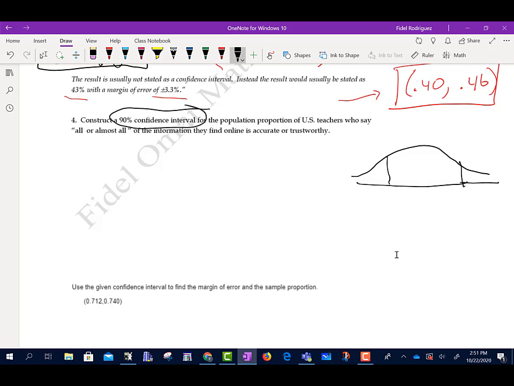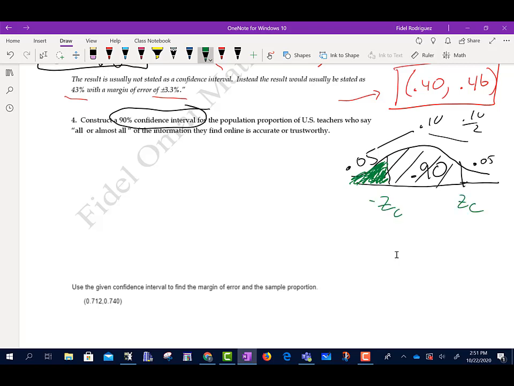A 90% confidence interval. What does that mean? That the area under the curve here is 90%. So remember what that means. That means that there is 10% left for those two pieces. So if I take 10% and divide it by 2, the area over here is 0.05, and the area over here is 0.05. Now remember, whether I'm using my table or my calculator, we're always finding the area to the left.